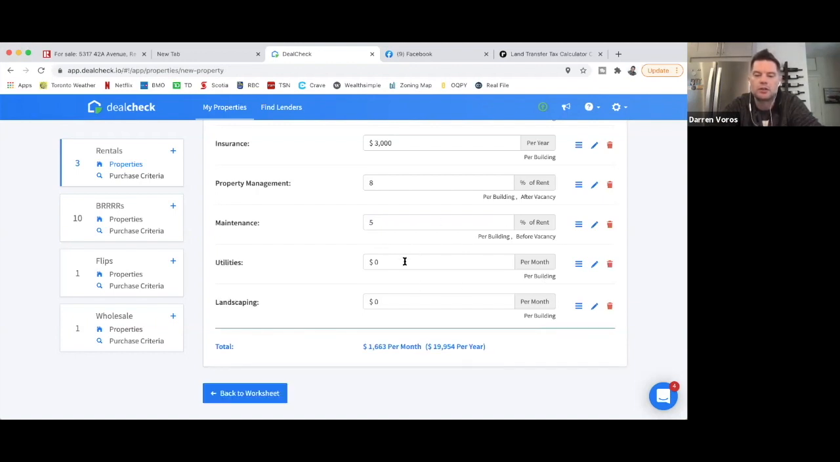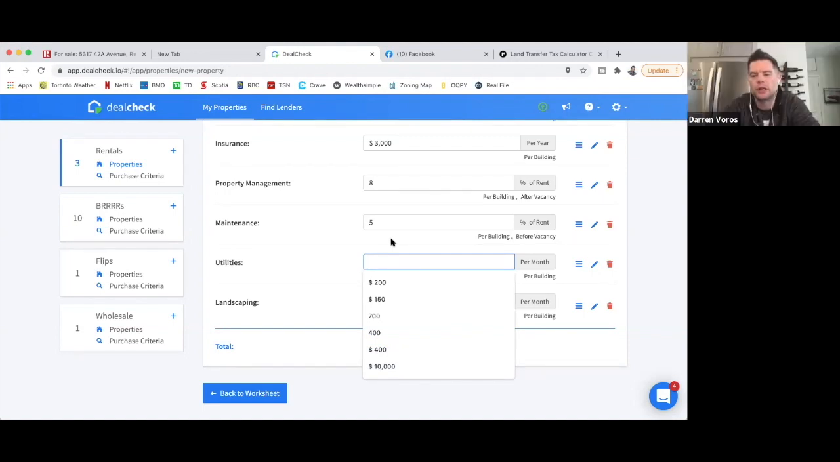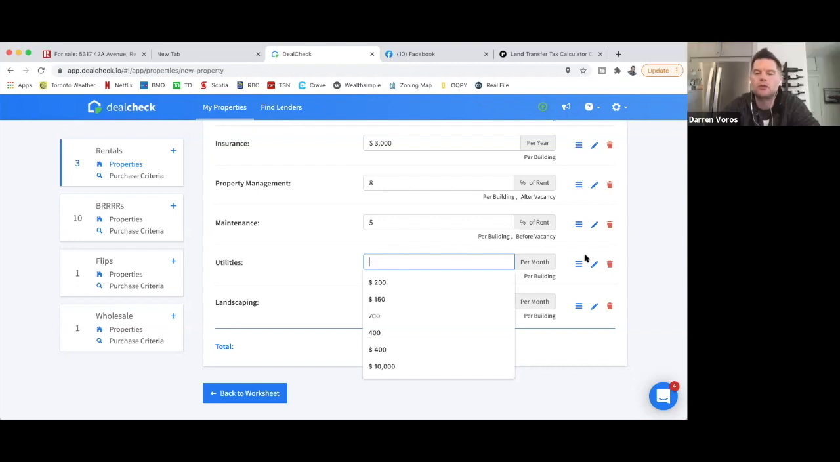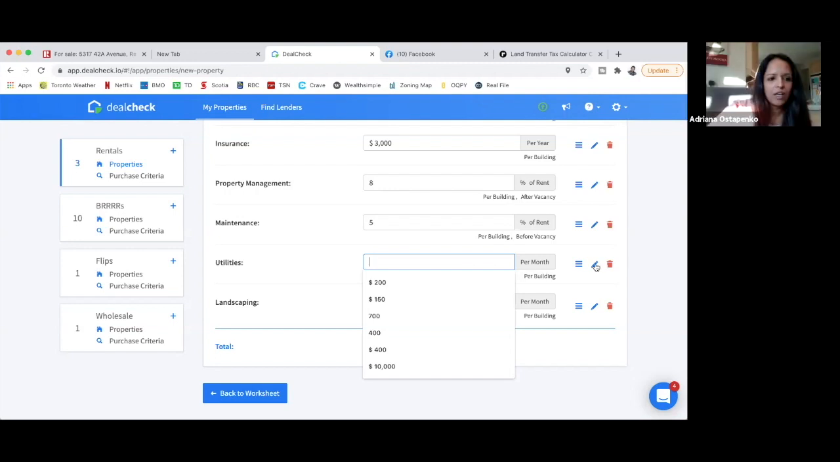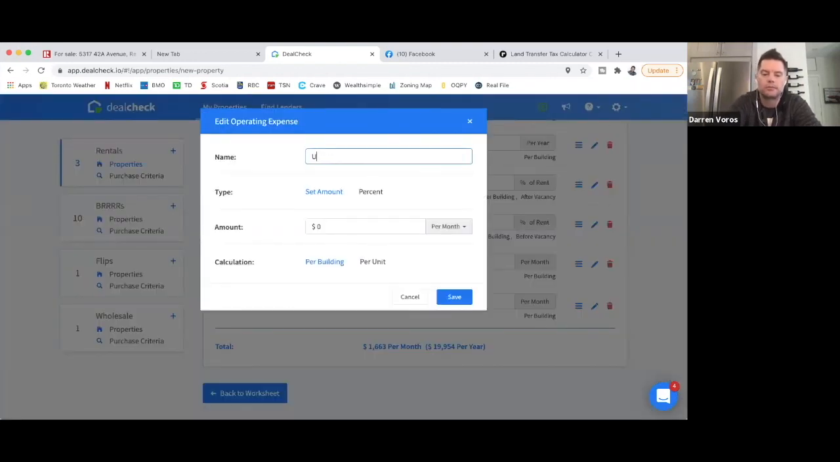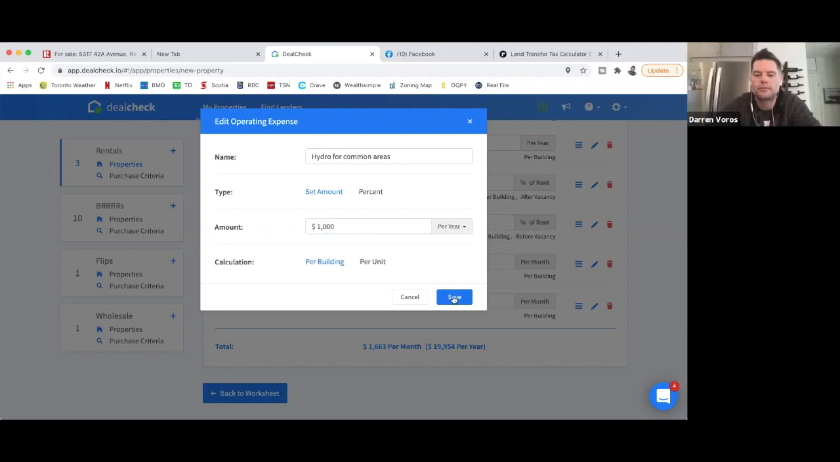Utilities, what do we have in utilities? Yes, about 4,000. Are they separated out? They do have separate hydro meters, every unit's plus hydro. However, they are counting here hydro for common areas. Okay, so is there any other utilities like water, sewer, garbage? Yes, we have water and waste, we have gas, and then we have hydro for common areas. Okay, so let's separate out all three. Let's not combine them. Okay, so let's call this one hydro. So what is that one? We're looking at about $1,000 for the year. Yeah. Okay, per year, good to go.